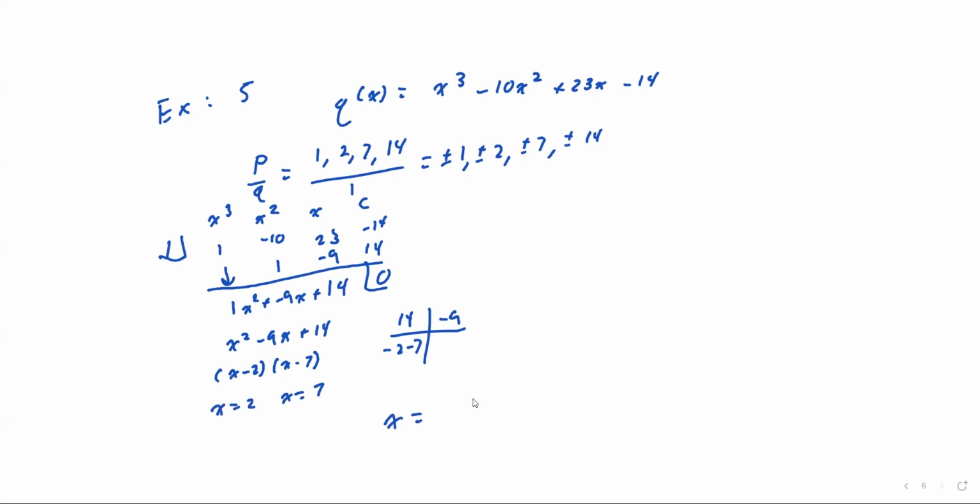So my answers would be x equals 1, 2, and 7. Don't forget the first 0 that started you the process. All right, so let's just do one more and then I'll move on to something else. So let's look at example 6.